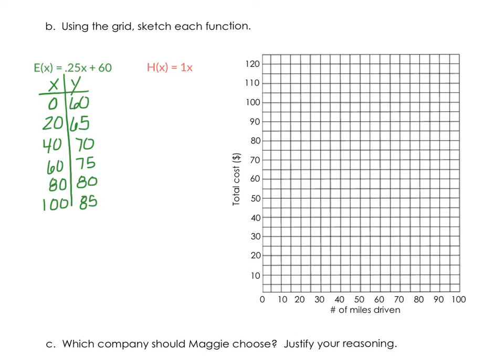So once you have those points listed, you just need to go over and graph them on your grid. So 0 is up to 60, then I need to go over to a 20 up to 65, and then 40 was at 70, and 60 up to 75, 80 up to 80.